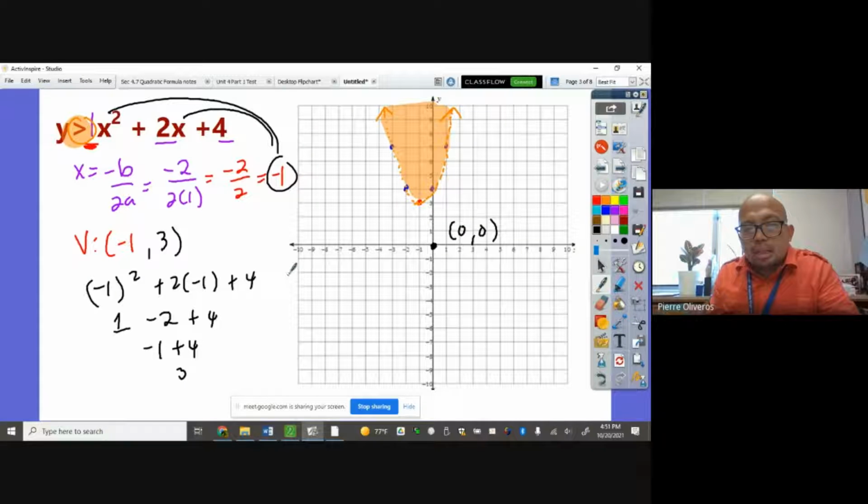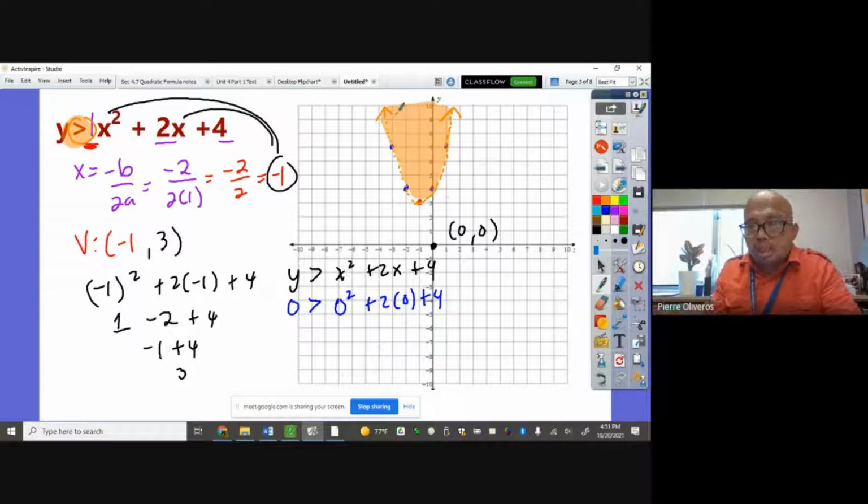That means if you plug into the inequality y greater than x squared plus 2x plus 4, let's see if it's going to give us a true or false statement. The value of y is 0, greater than the value of x is 0 squared plus 2 times 0 plus 4. If this gives us a true statement, then I'm wrong. We have to shade where the origin is. If this is a false one, then we have to keep our answer and we shade the above portion here.